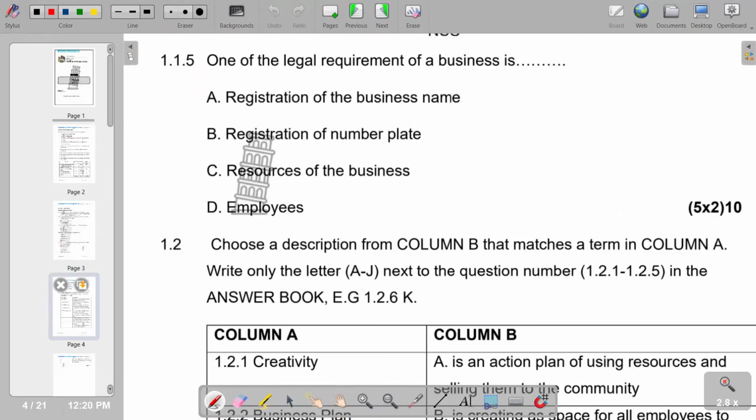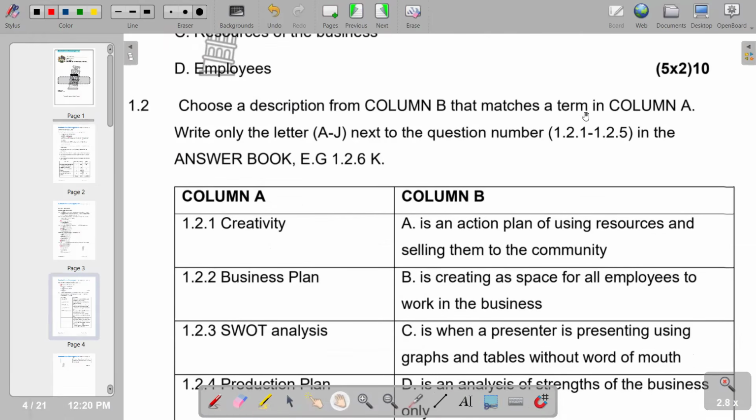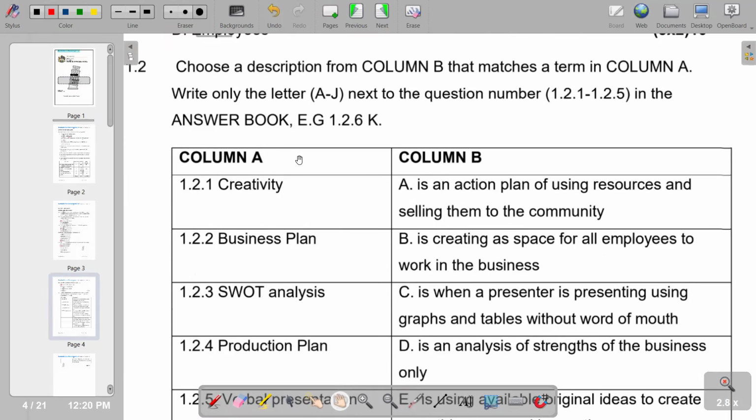Moving on to number five. One of the legal requirements of a business is, with the responses that we have, the registration of the business name. It is a legal requirement. So we go to 1.2. You have to choose a description from column B that matches the term in column A. The first one is creativity. Creativity is coming up with new ideas and new solutions, being innovative.